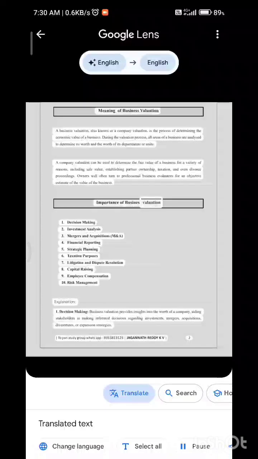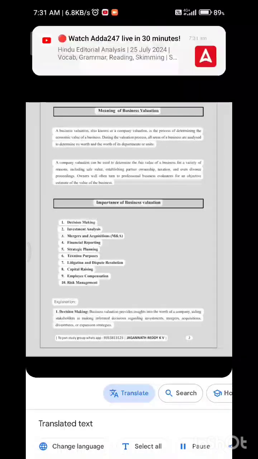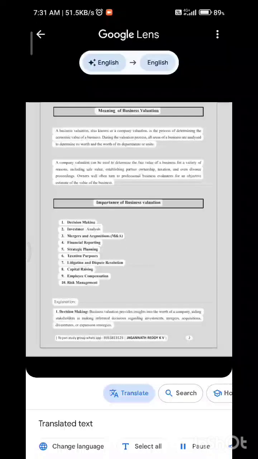Importance of business valuation. 1. Decision making. 2. Investment analysis. 3. Mergers and acquisitions, M&A. 4. Financial reporting. 5. Strategic planning. 6. Taxation purposes. 7. Litigation and dispute resolution. 8. Capital raising. 9. Employee compensation. 10. Risk management.